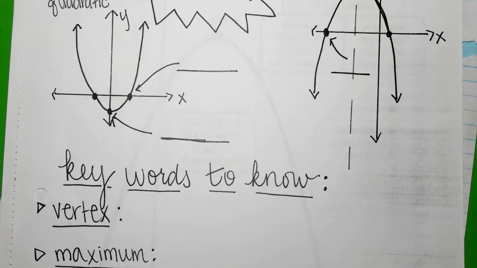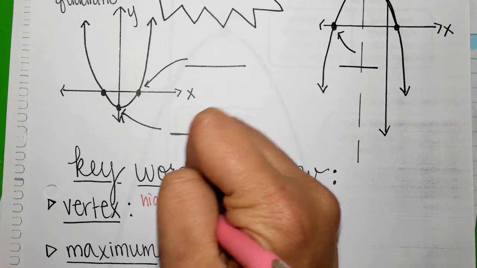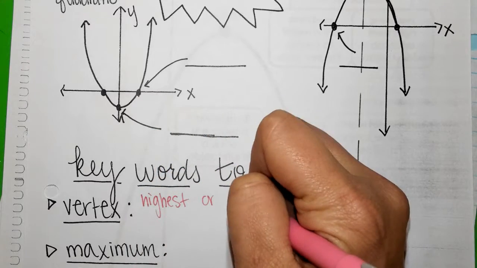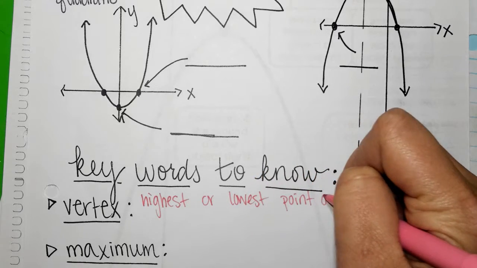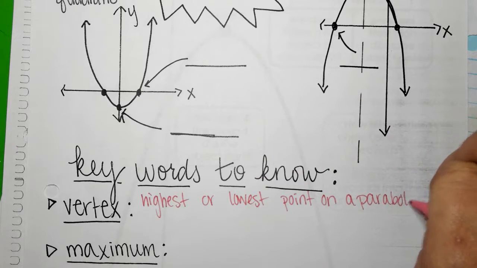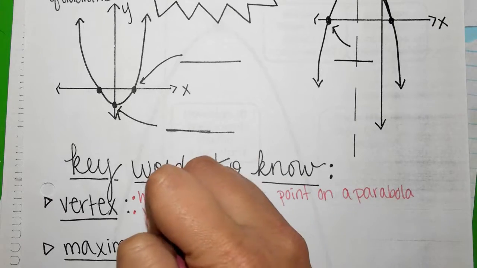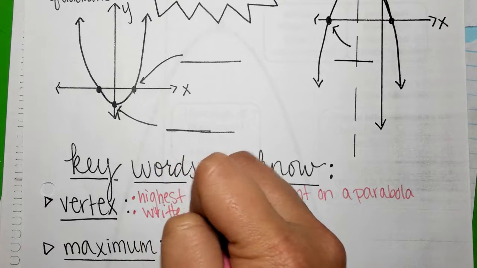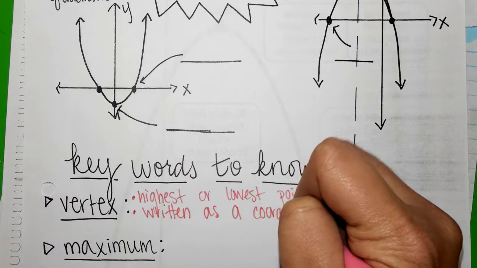Okay, so keywords that we need to know. The first one is a vertex. The vertex is the highest or lowest point on a parabola. It is written as a coordinate.